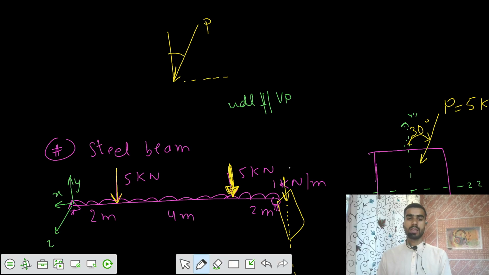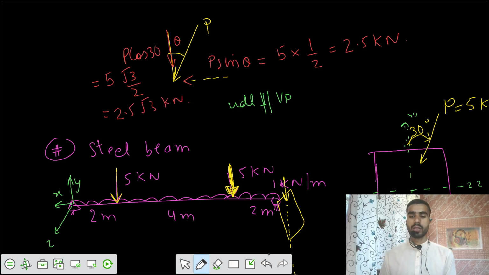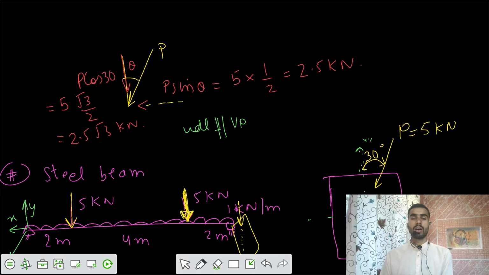The component here would be P sine theta, and in this way you would have a component of P cos theta. The value of P was 5, so 5 into sine 30 is 2.5 kilonewton. Similarly, you get 2.5 root 3 kilonewton. So you now have two different loadings: one along the vertical axis, and the next along the horizontal, the z-axis.